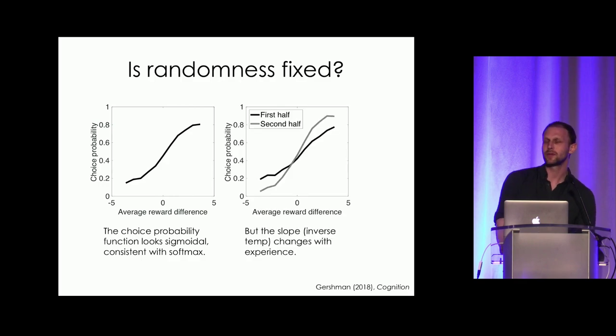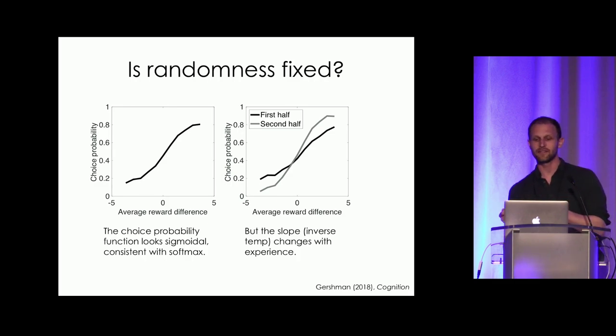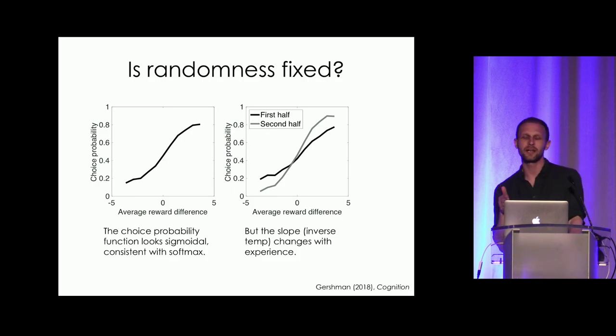But here's what happens when you split up, you recalculate this choice probability function for the first half of trials and the second half of trials. One thing that you see is that on the second half of the trials, the slope is steeper than on the first half of the trials. So that already provides a clue that something else is going on here, that the choice stochasticity is not fixed across trials. So what is changing here?